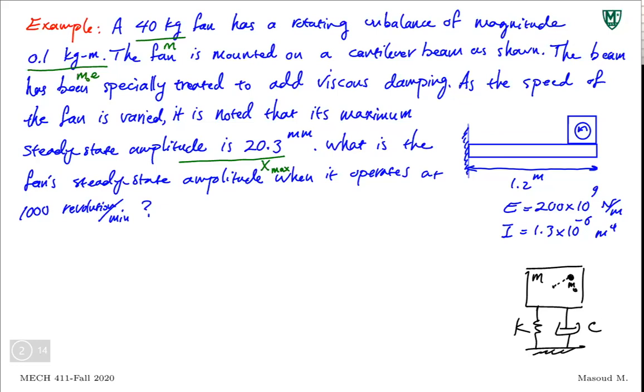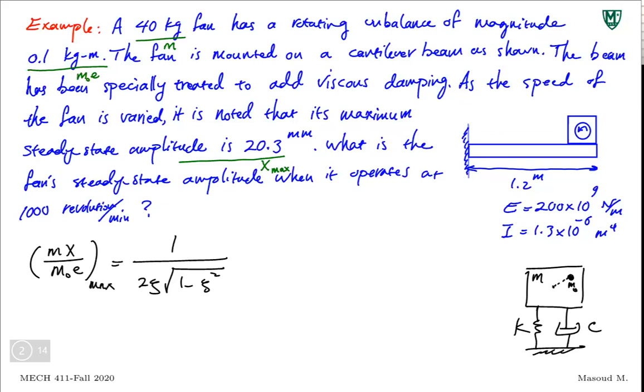amplitude ratio. Remember, amplitude ratio was MX, or in this case, we don't really call it amplitude ratio, we just call it MX over M naught E. We said that one is max when we have 1 over 2 zeta square root of 1 minus zeta squared. This is from before. We already know that.